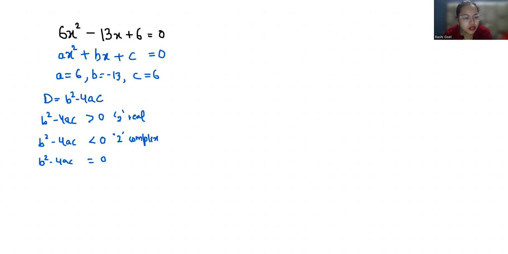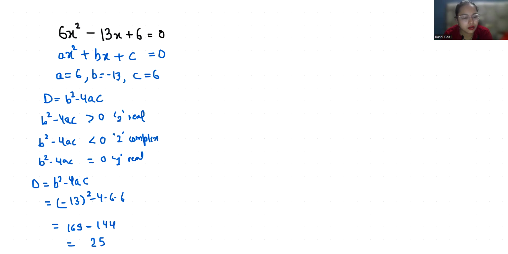So let's find out. D = b² − 4ac. D is (−13)² − 4 times 6 times 6. (−13)² is 169. 4 times 6 is 24, times 6 is 144. When we subtract it, we get 25, which is positive, greater than 0. That means two real roots exist. So let's find out the real roots.